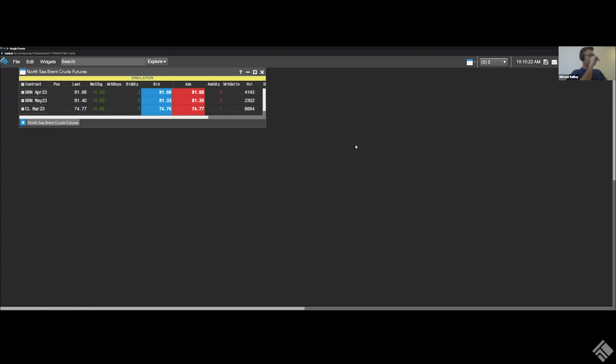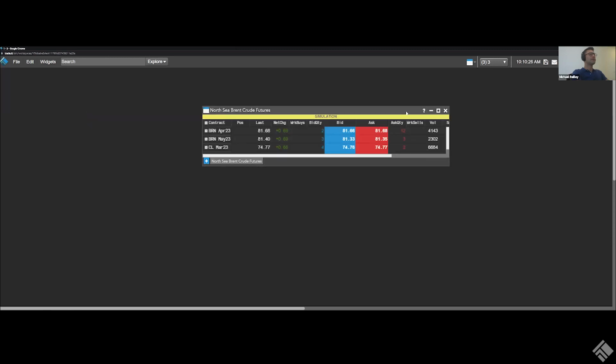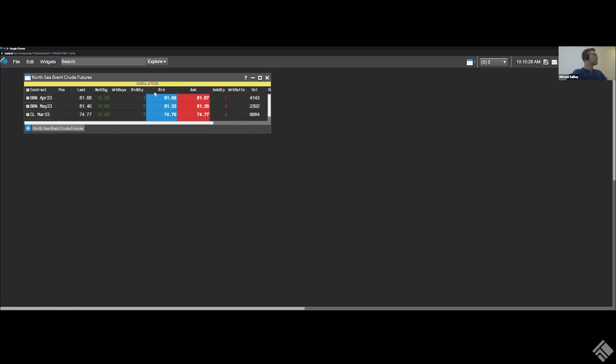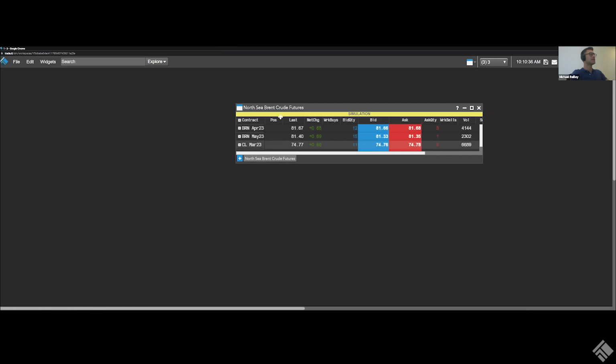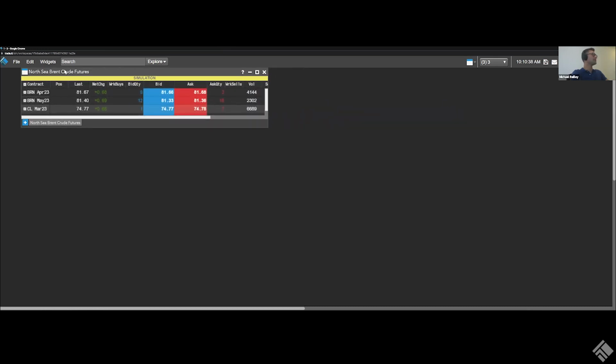So with that, what we should be looking at is a workspace, somewhat blank at this point. And as I mentioned, we're going to be looking at Brent and CL, so Brent from the ICE exchange and CL from the CME, and we're going to build a simple spread that is going to encapsulate these two instruments, and how we go about doing this, and why we do what we do, and walk through the configuration.